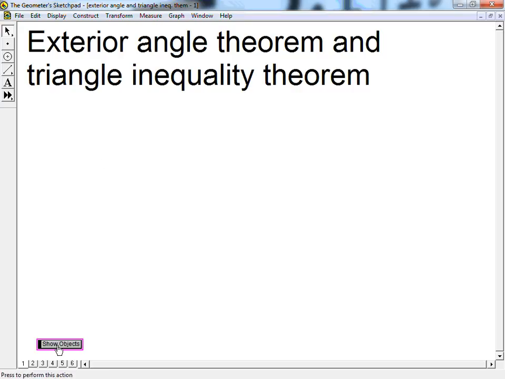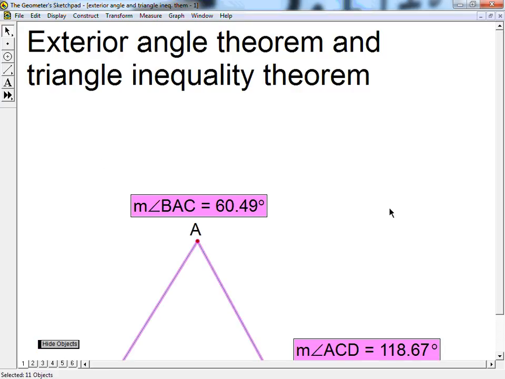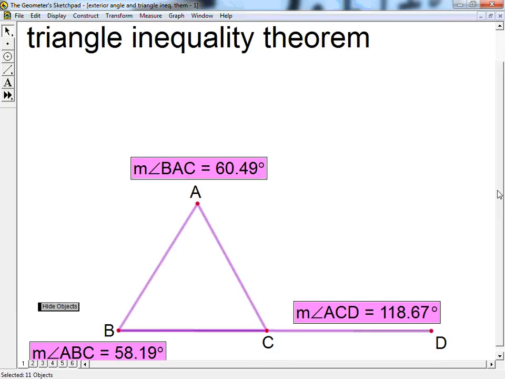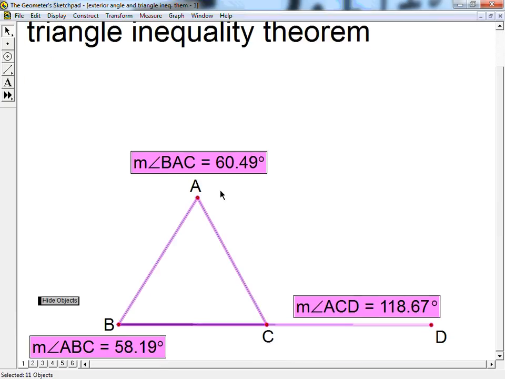So let me show you guys an angle on the outside. You guys notice I have my triangle ABC, but I extended one of my sides, right? I extended to D. So I have an angle on the outside, right? You guys see it. My angle ACD is outside. And you guys see my angle ABC and my angle BAC, right? You guys see those measurements?